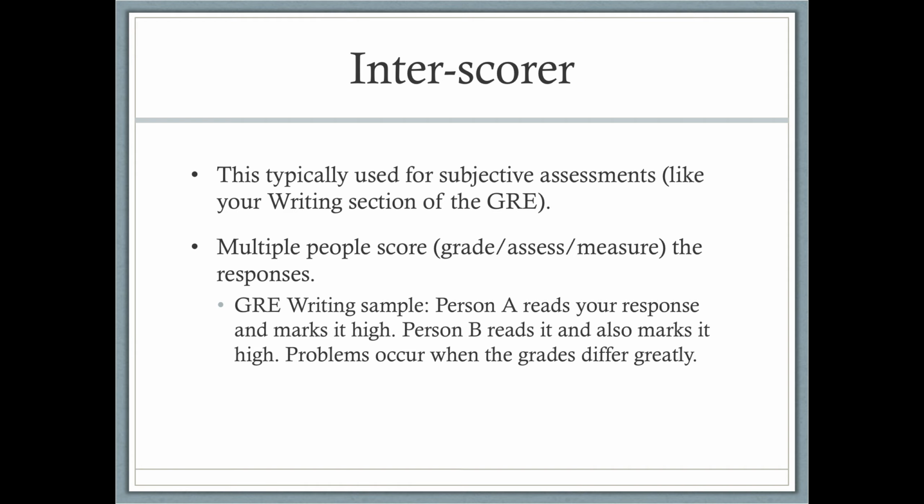Person A reads your response and says, this is really good. They give you a check plus, and person B gives you a check plus or a check, right? There is interscore reliability. If person A gave you a smiley face and then person B gave you a sad face, then we have an issue, right? What happened here? And in this case, we'd probably get a third person to look at it. But if it was always one person scoring high and one person scoring low, right, then it probably does not have good reliability.